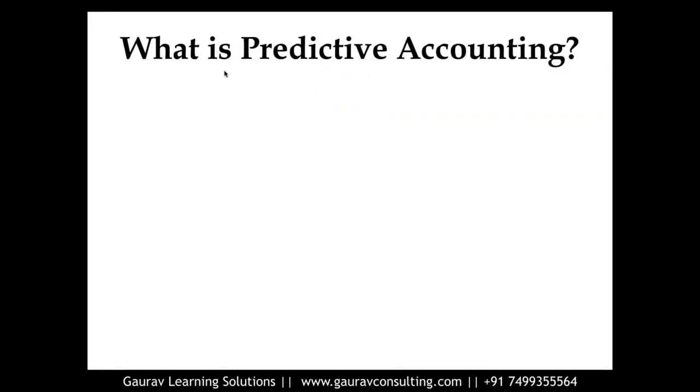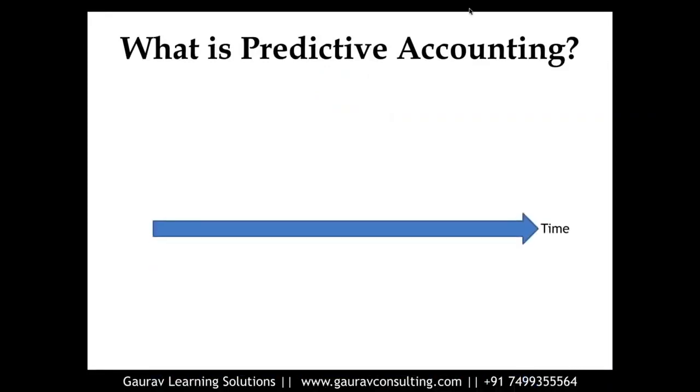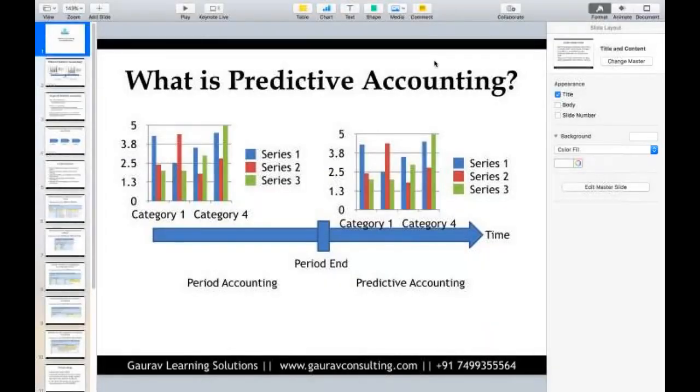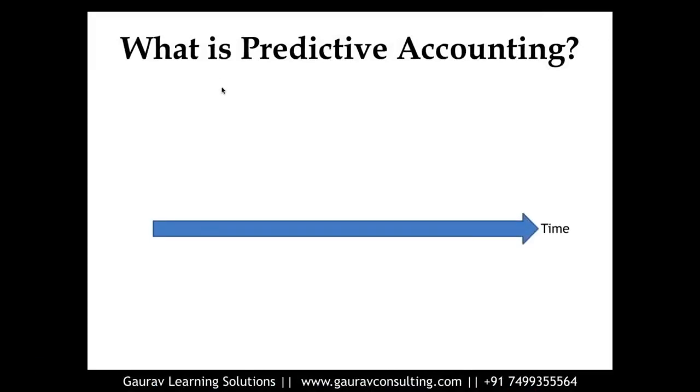In order to understand predictive accounting, let's take this example. You can see here, this is the time axis, and in this time axis there is a period end. Let's consider that today is the last day of the month. We are here on 31st of October 2019.